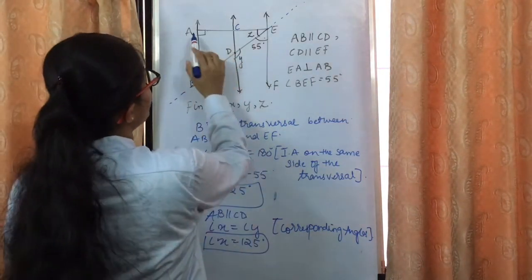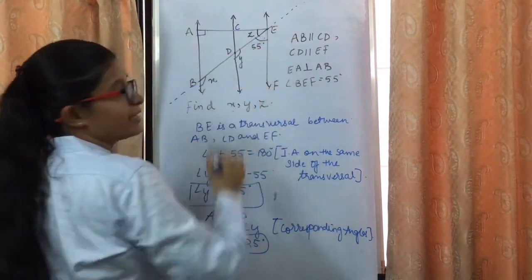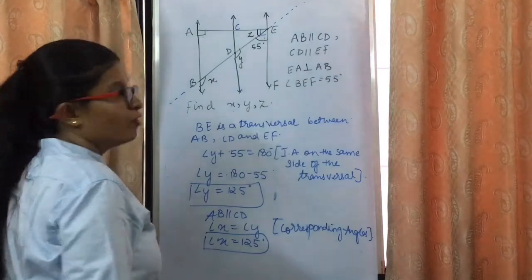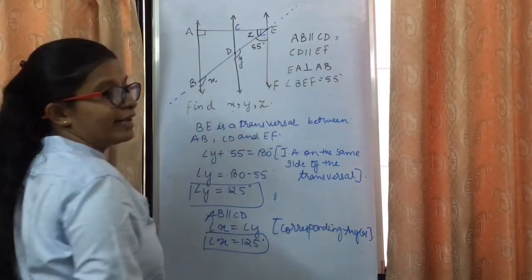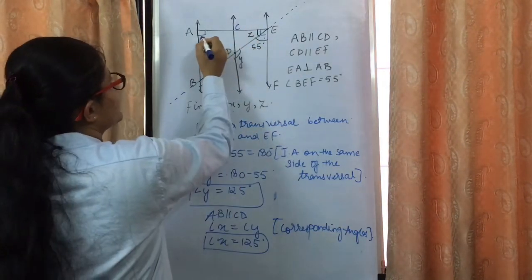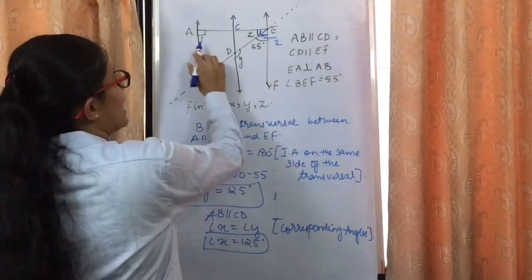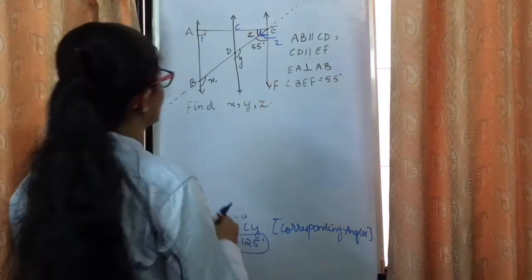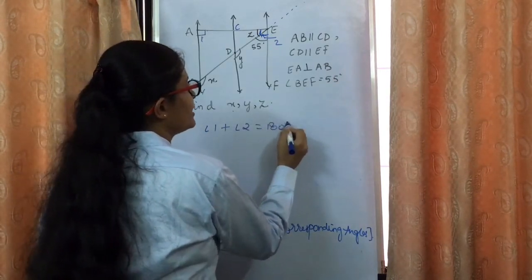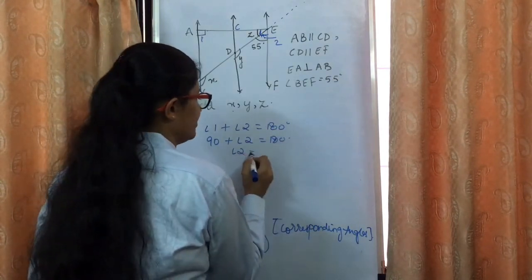Now can we say that line AB is parallel to EF? And AE also acts as a transversal between them. So if this is 90 degree, this will be also 90 degree. Why? Again these two angles are on the same side of the transversal. If we name this as angle 1 और ये पूरे angle को मैं नाम दे रही हूँ angle 2. So angle 1 plus angle 2 is nothing but 180 degrees. And we know angle 1 is 90 degree. So we can say that angle 2 is nothing but 90 degrees.